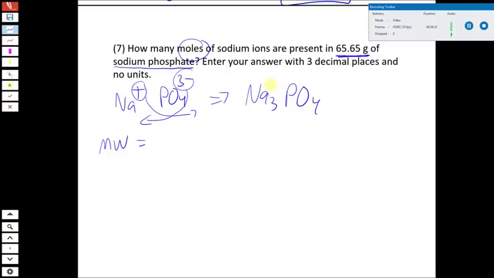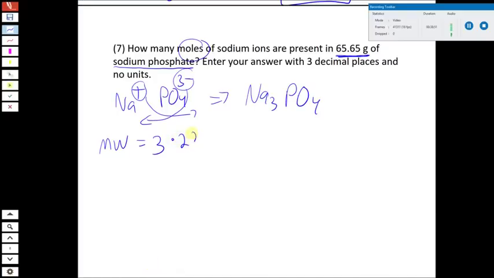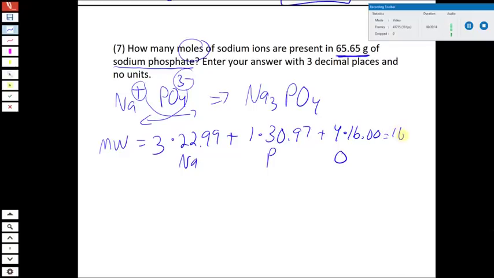So for our molar mass, we have 3 sodiums, and we use the periodic table to figure out what those individual atomic masses are. Sodium is 22.99. We have phosphorus as part of the formula, which is 30.97. Oxygen is 16. So we have 3 sodiums at 22.99, that's the contribution from sodium. We have 1 phosphorus, which has an atomic mass of 30.97 from the periodic table. And then we have 4 oxygens, which are 16 each, or 15.999 if you're really a stickler about decimal places. What we end up with is 163.94 for the molar mass of sodium phosphate.